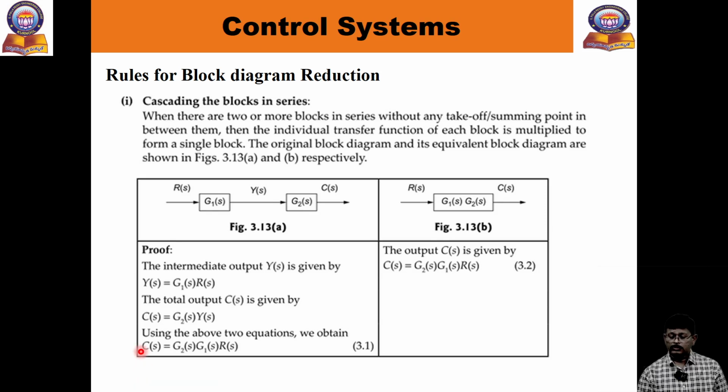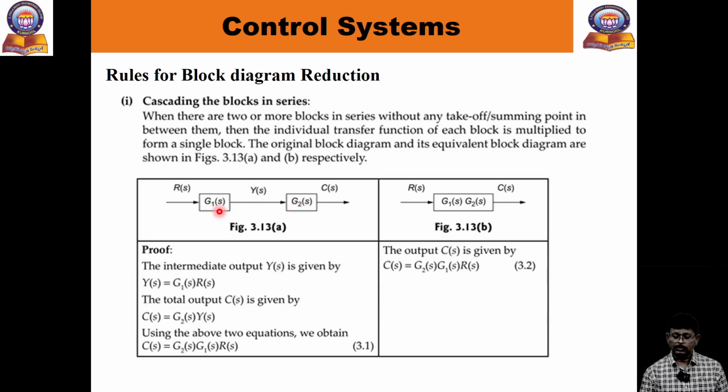Right. So what are the different rules for reduction of block techniques? There are 8 rules. The first one is cascading the blocks in series. When blocks are in series, that is G1 of S and G2 of S, how do we get the final one?